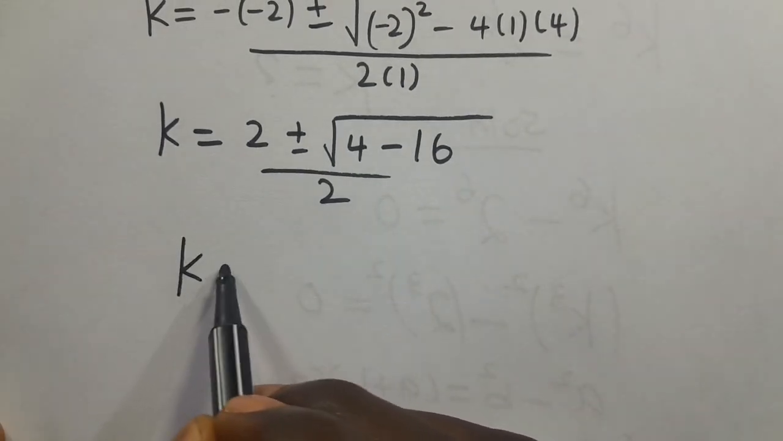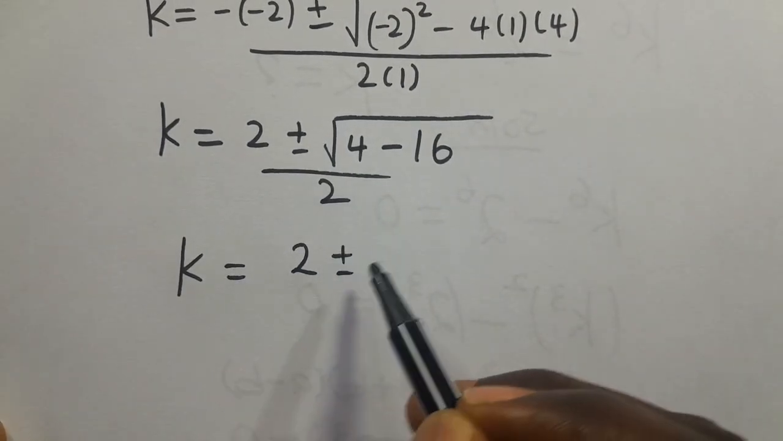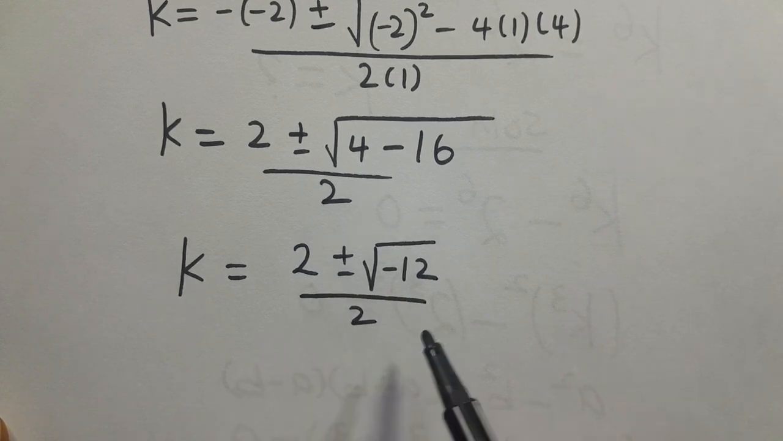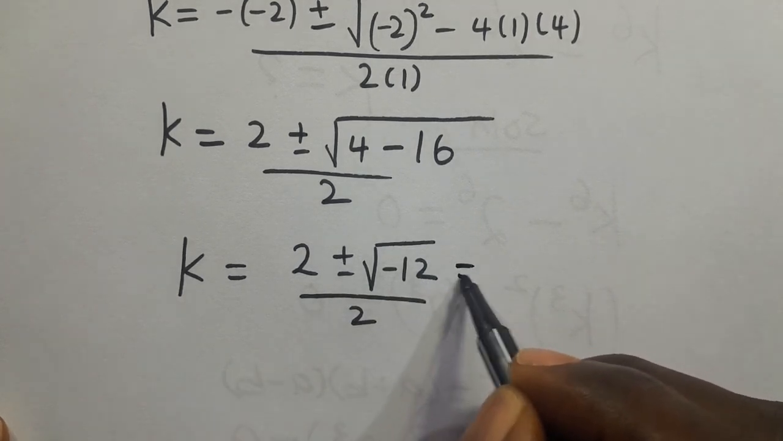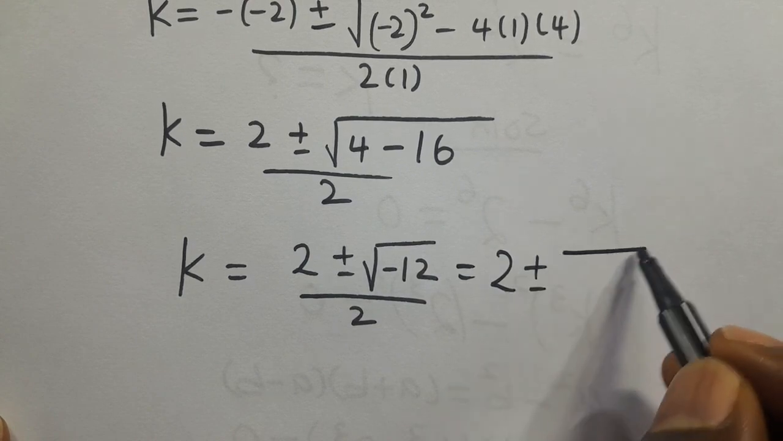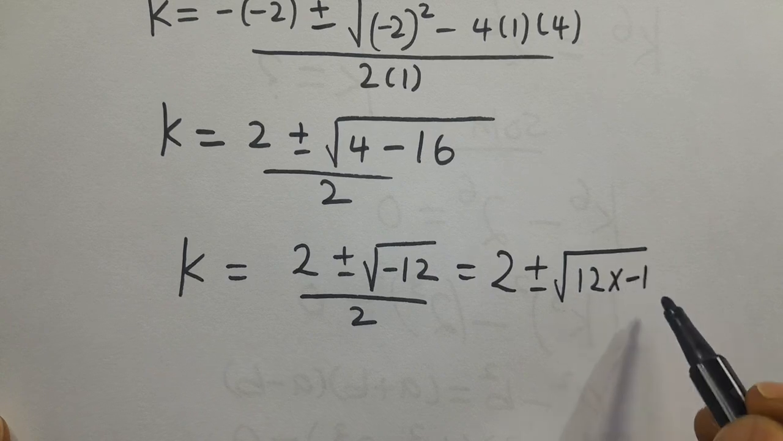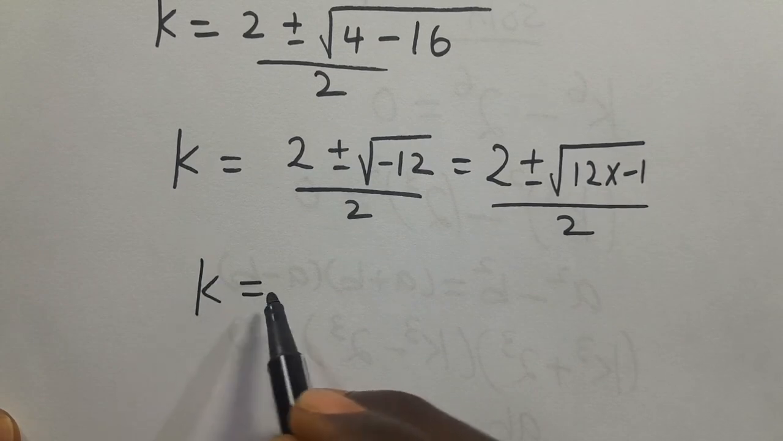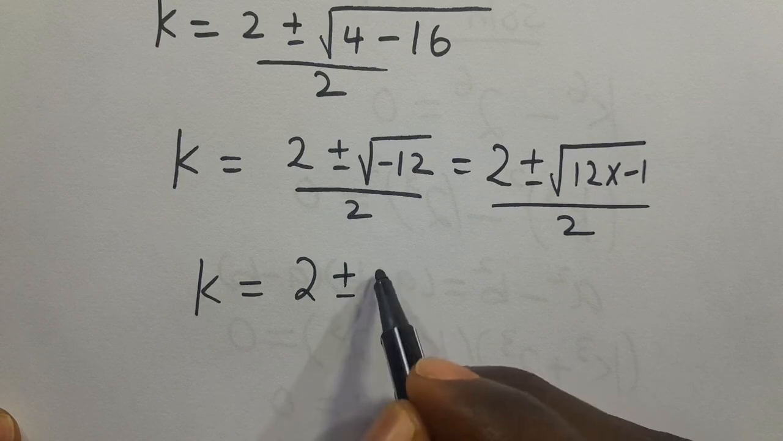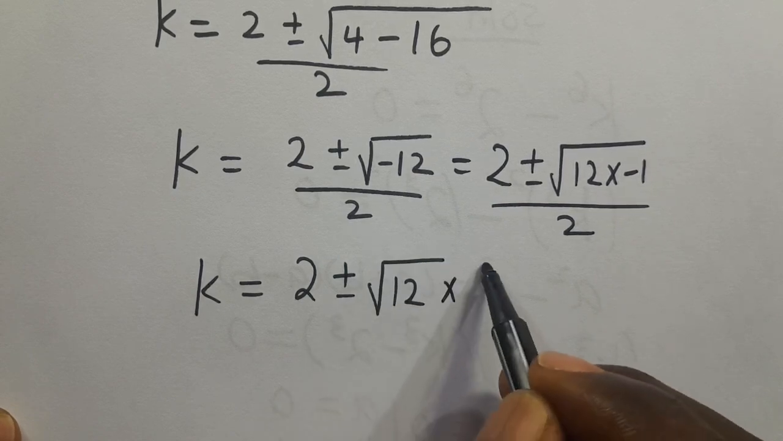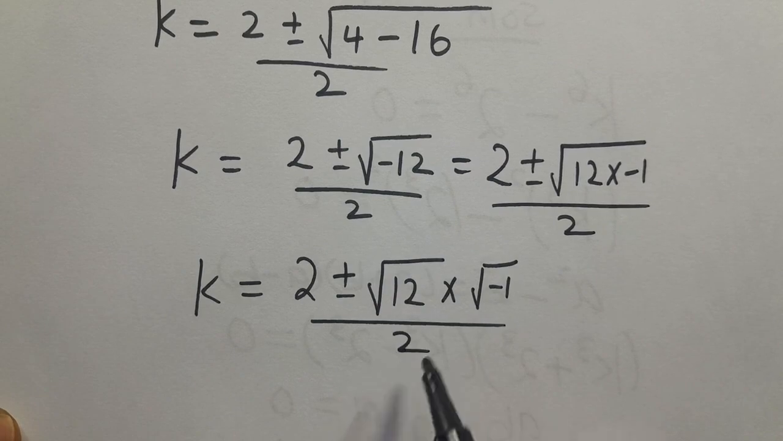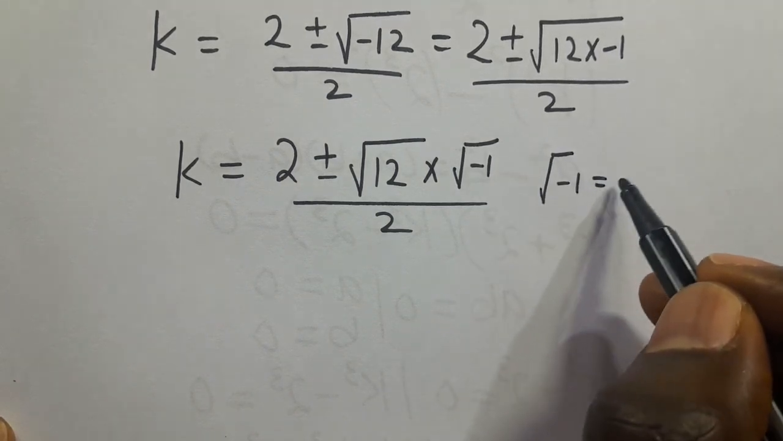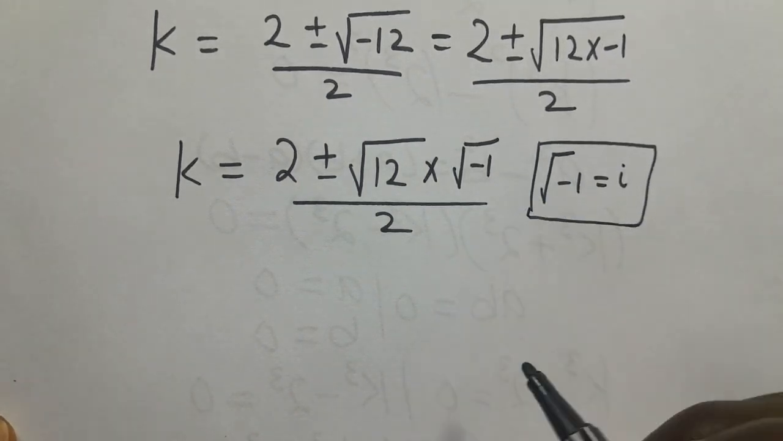So we have k equals positive or negative root of 4 minus 16, which is minus 12, divided by 2. We can simplify this minus 12 further to be k equals positive or negative root of 12 times minus 1, divided by 2. So k equals positive or negative root of 12 times root of minus 1, divided by 2. Let us recall that root of minus 1 equals i in a complex number.